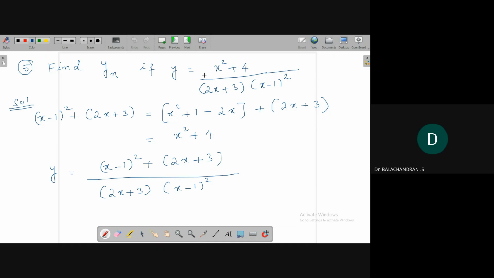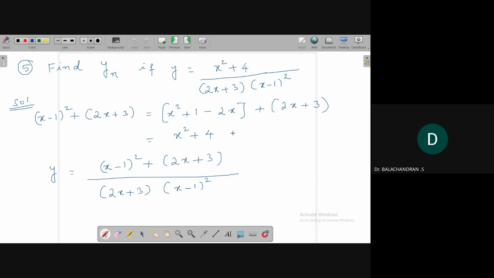Okay, so first method, again, I will write the numerator in terms of the denominator. What is the denominator here? (x minus 1) whole square into (2x plus 3). So I am going to add these two. (x minus 1) whole square plus 2x plus 3 is equal to x square plus 1 minus 2x plus 2x plus 3. So minus 2x plus 2x gets cancelled. Remaining is x square plus 1 plus 3, that is 4.